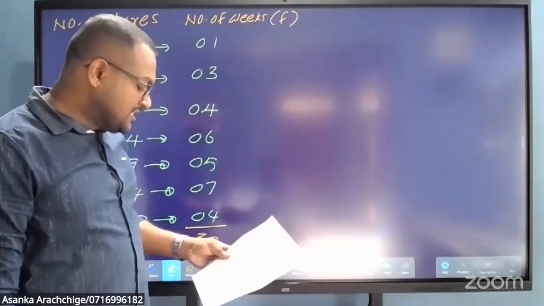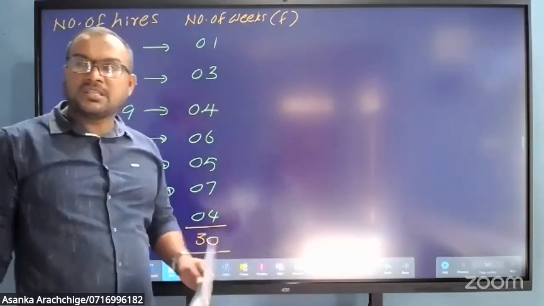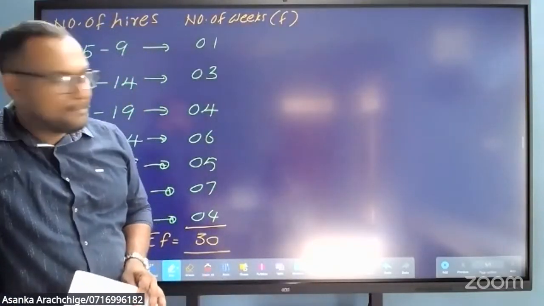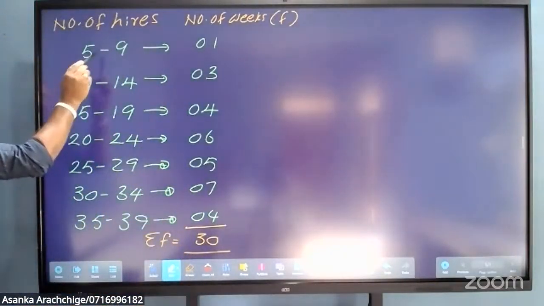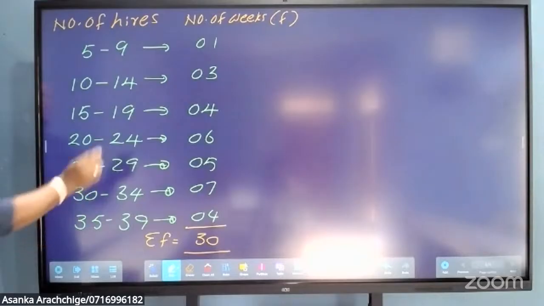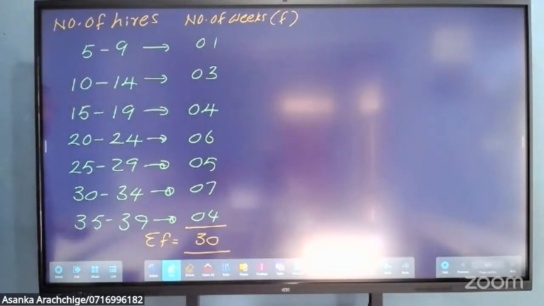But the method is not mentioned. Okay, no method is mentioned. Now look, 5 to 9. What is the mid value of this class interval? 7. The mid values are whole numbers. So it doesn't matter which method we use. As the mid values are whole numbers, it doesn't matter which method you use.